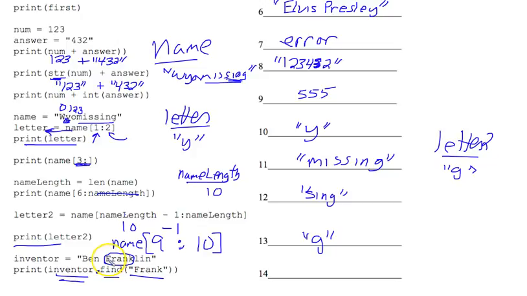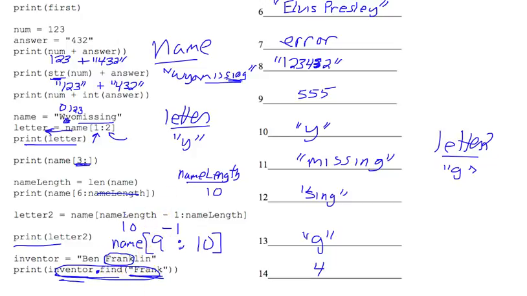Well, the F is in position, count from 0. The B is 0. 0, 1, 2, the space is 3. The F is position 4. So that's what prints. All of this simplifies to 4 because 4 is the position where the F in Frank started up here in Ben Franklin.